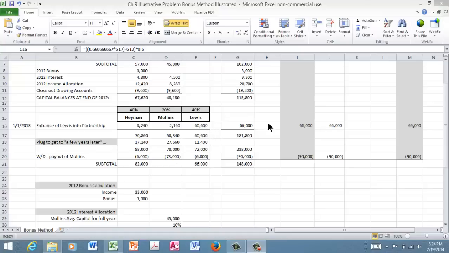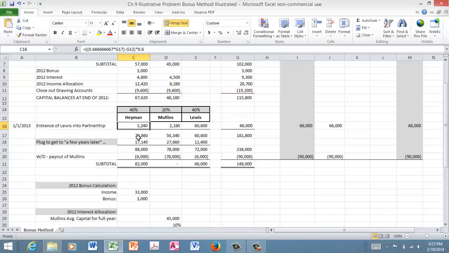We have to keep our debits and credits equal, and so this is really, if you want to think of it as a bonus, in the sense that the capital account is going to increase for Heyman and Mullins, and they're going to share it respectively. You notice in this formula I'm using the 60% for Heyman and the 40% for Mullins, and they are sharing in that difference. So the sum of these two, let me just paint over those, you can see that's the $5,400 that's coming into those partnership capital accounts for those two respective partners.